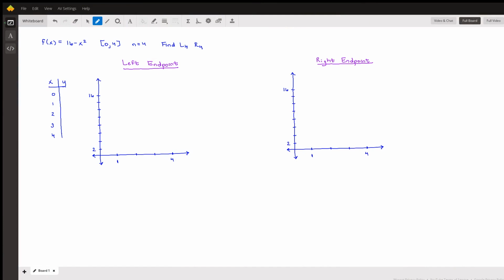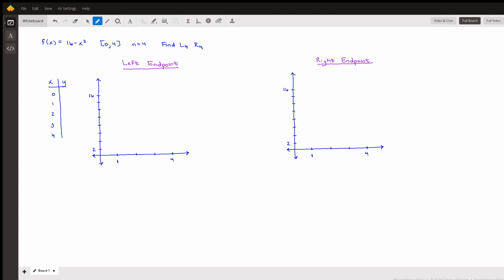Hello. So I wanted to help with this question. Looks like they're giving us a function, f of x equals 16 minus x squared. They're also giving us a closed interval from 0 to 4. They've requested us to approximate the area under the curve using 4 rectangles. So my n is equal to 4. And then they want me to find the left endpoint estimation using 4 rectangles and the right endpoint estimation using 4 rectangles.